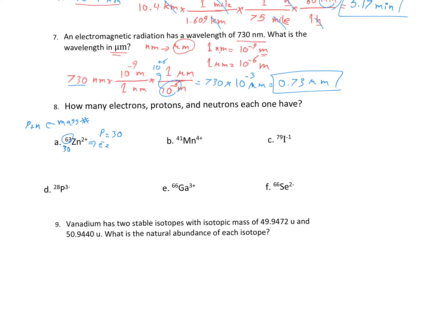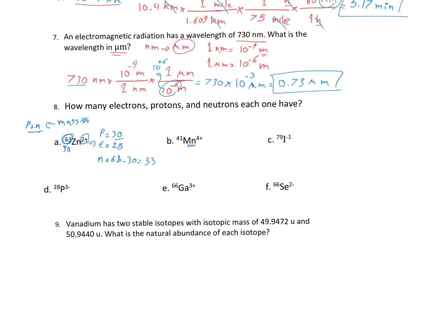For electrons, you have to check the charge. If it has a positive charge, it means it has more protons, because proton is positive. If you have 2 positive charges, it means you have 2 more protons. So the electrons should be 2 less than the protons. It's 30, therefore you should have 28 electrons. For neutrons, this number, the mass number, is the sum of protons and neutrons. So 63 minus the number of protons, which is 30, is the number of neutrons, which is 33.